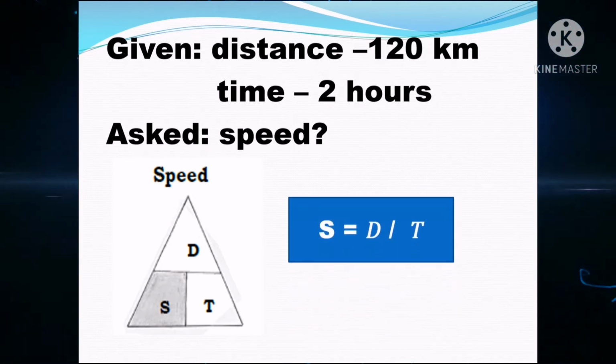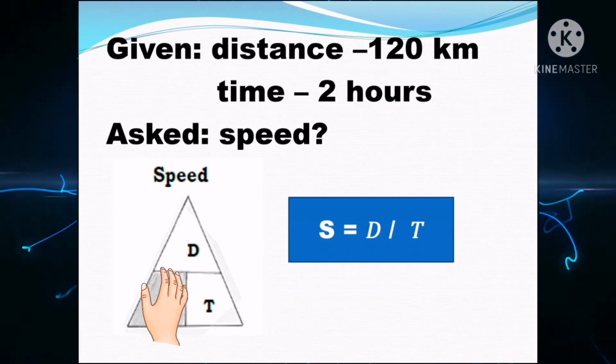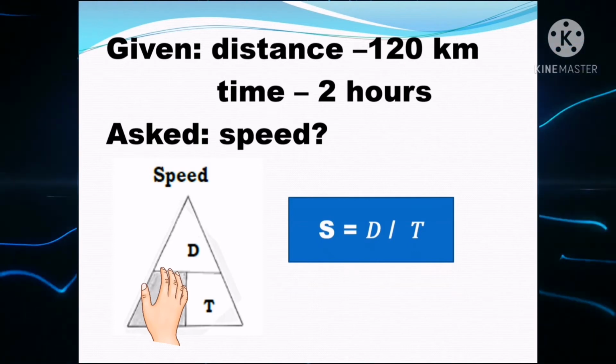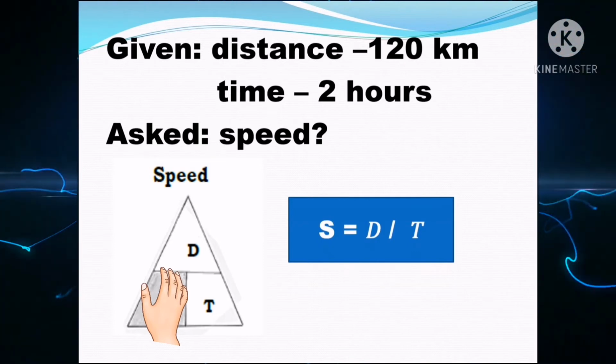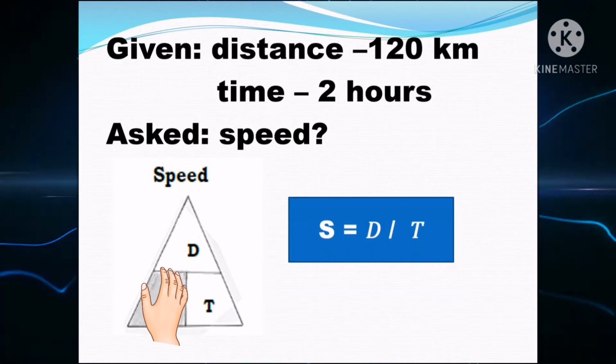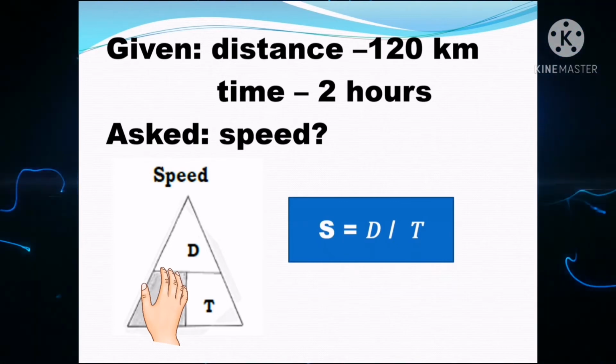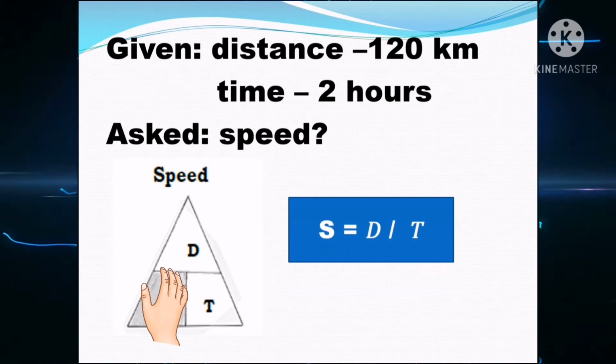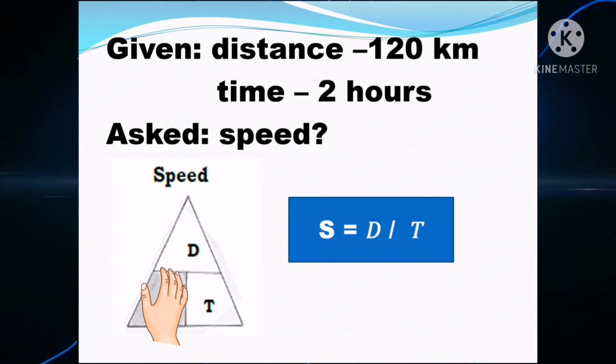Using the magic triangle, we will just cover letter S with our hand. And as you can see, the two remaining variables are D and T. So D is over T. So it means that we are going to divide those variables. So we have distance divided by time.